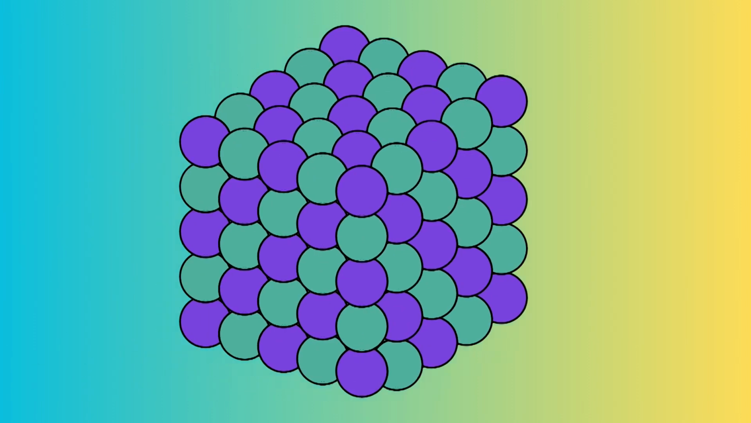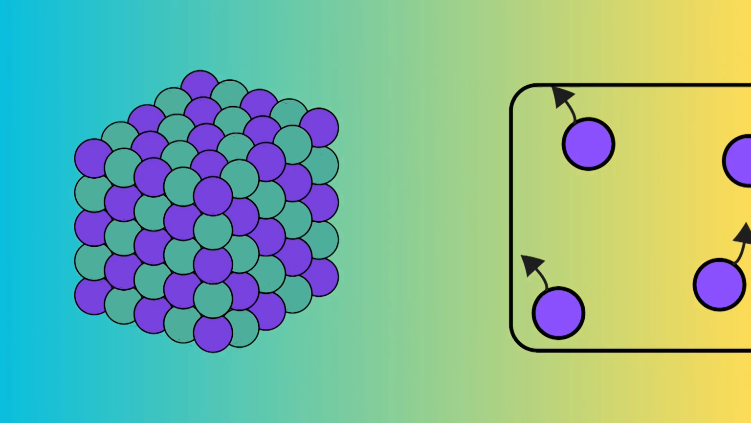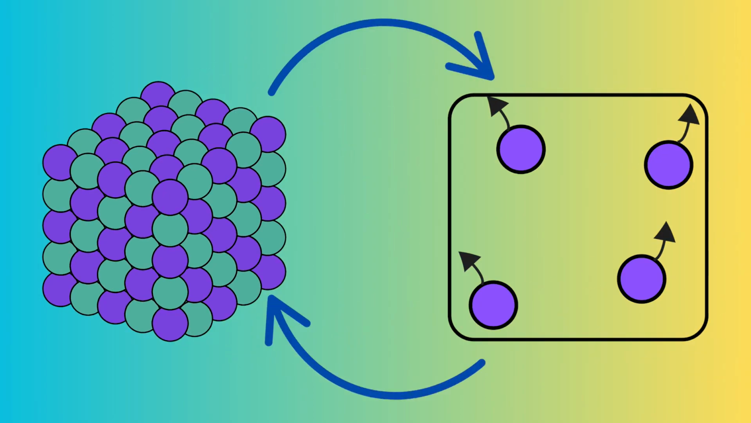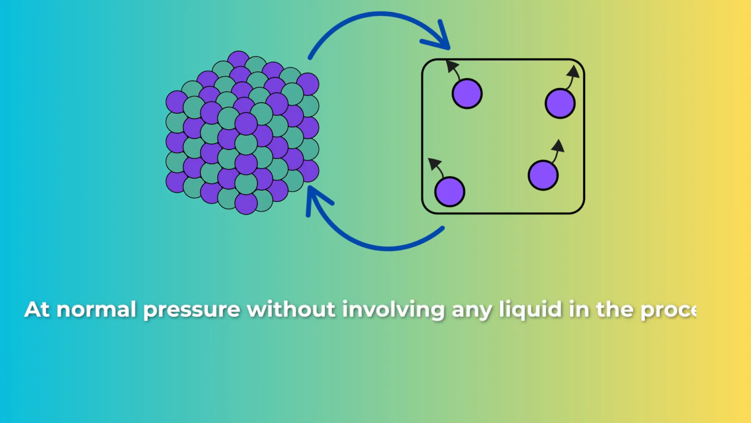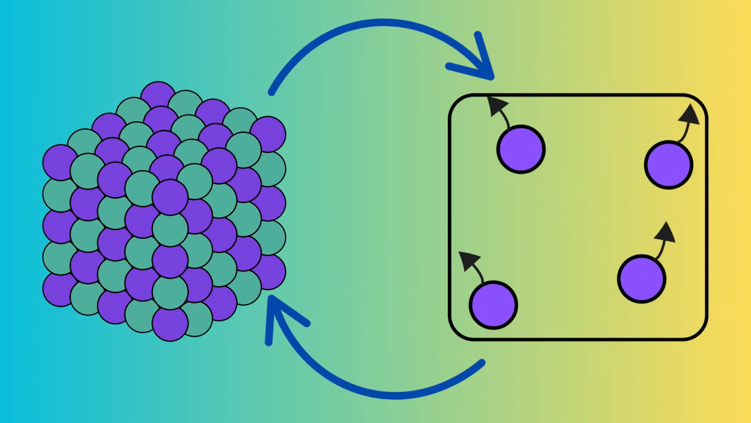A small number of substances can change directly from a solid to a gas, or from a gas to a solid, at normal pressure without involving any liquid in the process. The conversion of a solid into a gas is known as sublimation, and the reverse process is usually called deposition.